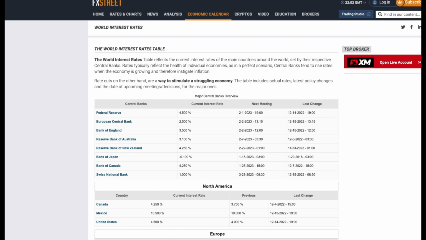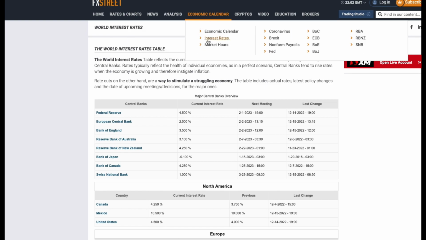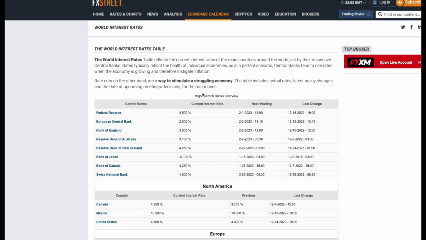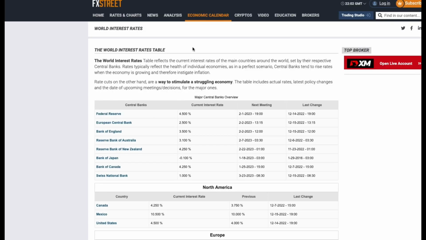So all I simply do is go to fxstreet.com, and then you type slash economic calendar slash world interest rates, or you can just go to economic calendar and then click here where I'm holding interest rates, and then you should be fine after that. As you can see right now, the Federal Reserve is at 4.500%, as well as New Zealand, which is up close to us, but we're not going to get into that right now.